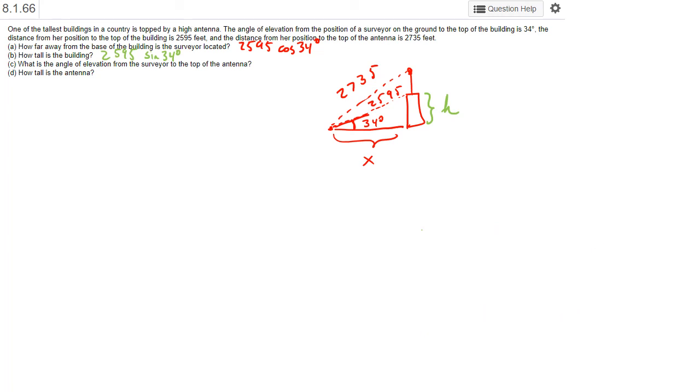All right. What is the angle of elevation from the surveyor to the top of the antenna? So the diagram that's relevant there is this. I know that the distance to the top of the antenna is 2735. This is the angle that we're interested in finding out. I know the building goes straight up. You'll always assume that unless you're told otherwise.